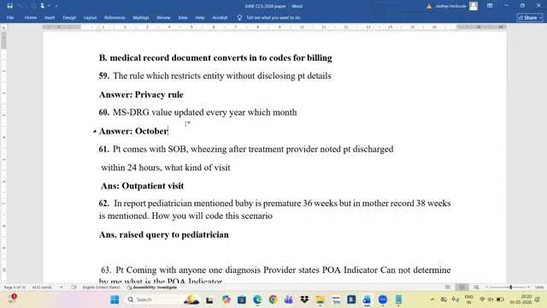Patient comes with shortness of breath and wheezing. After treatment, the provider noted the patient was discharged within 24 hours. What kind of visit is it? If the patient is discharged within 24 hours, it is an outpatient visit. Whoever stays more than 24 hours should be considered inpatient.